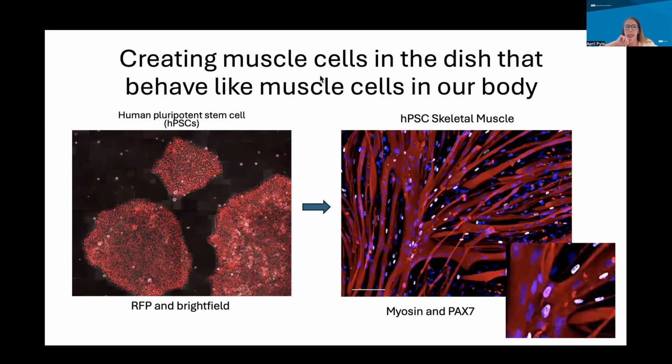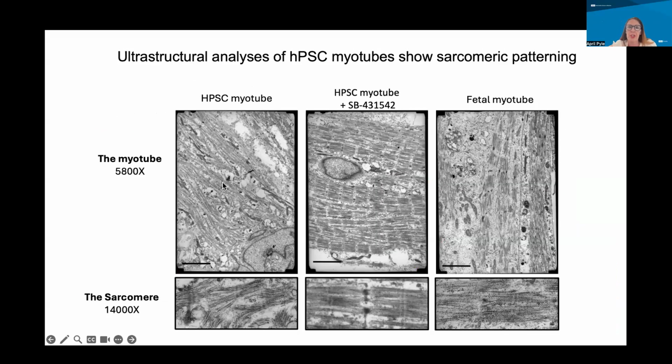But if you do, you can robustly generate fibers, as you can see here. And this is with an RFP reporter line, but you can actually make multinucleated fibers. This is critical because skeletal muscle, as I mentioned, is multinucleated. So you have multiple nuclei within one myosin positive fiber. And then you have these Pax7 cells, which are the sort of precursors, if you will, to the gold standard muscle stem cells that we're getting, following developmental cues in a dish.